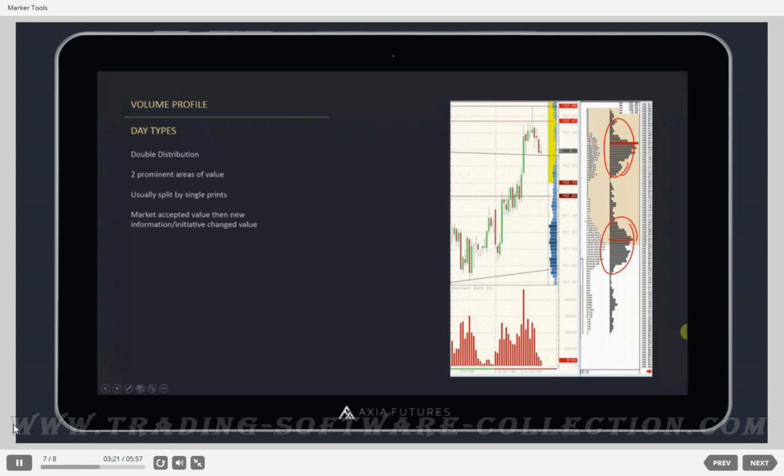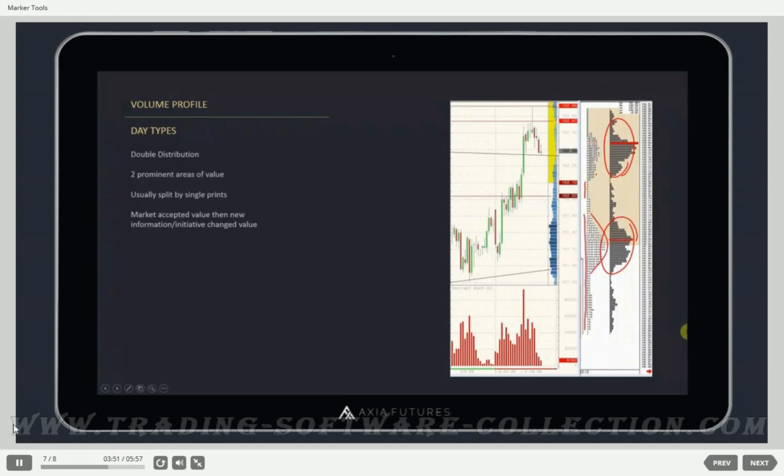They're generally split very clearly by single prints as well. So this should act as a position that the market should hold above if we close in the top part and below if we close in the bottom part. So that's what you want to look for on a double distribution day. Clearly what has happened is we've moved higher and you were starting off to get this sort of P-shaped type day.